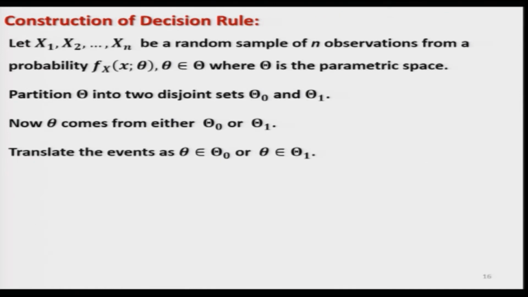Now, the question comes here, whenever we are talking of the decision rule, what are we really trying to do from the statistical point of view?